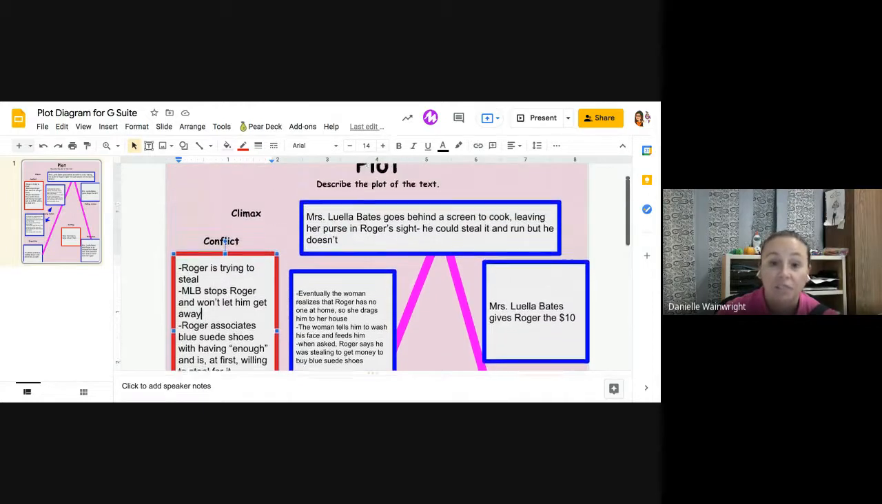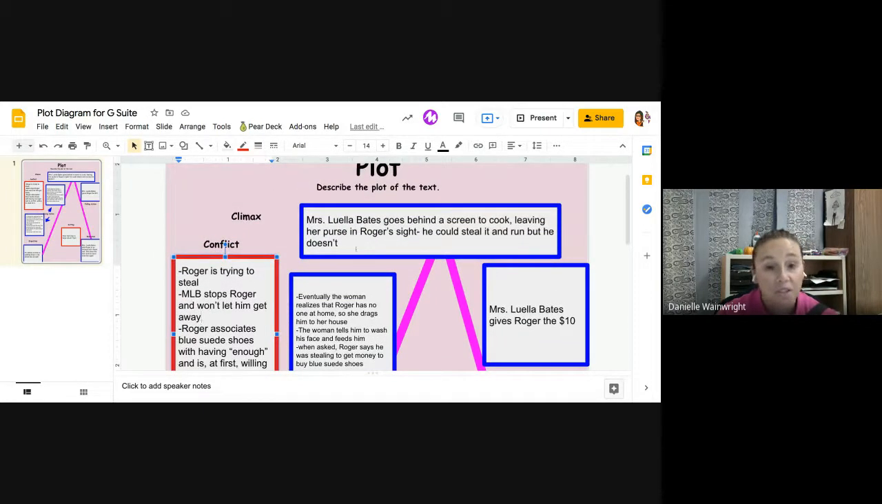That's our rising action. So the climax of this story, the turning point where Roger experiences a mental or emotional change that changes the path of the story, is when Miss Luella Bates goes behind a screen to cook and she leaves her purse in the wide open. Roger could just take it and run. She wouldn't be able to stop him, and he doesn't do it. That's his mental and emotional shift. He has decided not to steal from her, right?